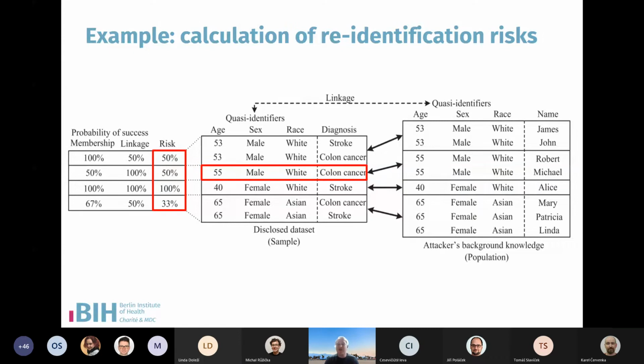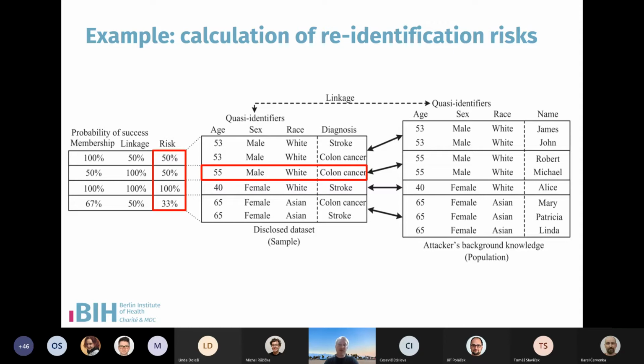But in reality, it's actually not that simple, because if the background knowledge that is available to the attacker about the population looks like this, then you can see that there are 2 individuals in the population that would match this specific record. So it's basically a combination of the information about membership of a certain individual in a data set, combined with a linkage attack. You first need to be quite sure of membership before you can do a linkage attack. So that gives you an idea of why risks might sometimes actually be lower.